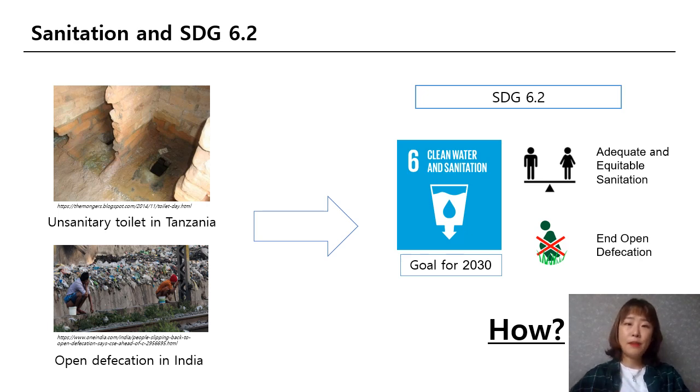About 5.5 billion people worldwide don't have access to basic sanitation facilities, and 892 million still practice open defecation. To overcome this problem, the UN has set SDG 6, clean water and sanitation, to be achieved until 2020. Especially SDG 6.2 is focusing on sanitation. But how can we reach this target?